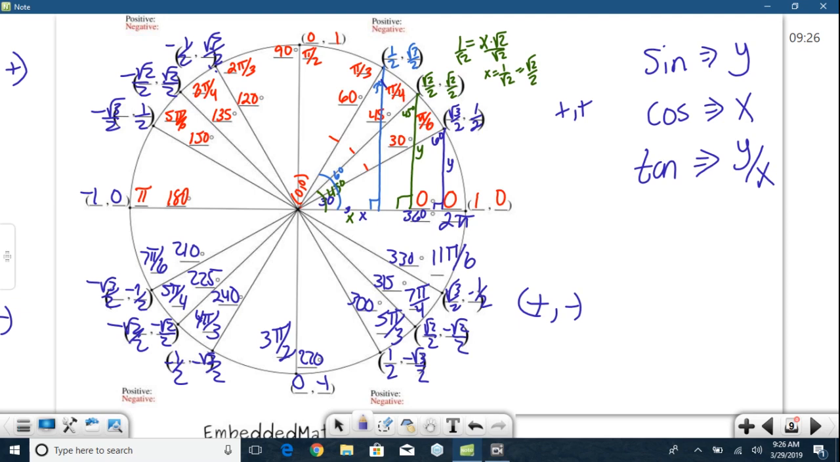All right. What is the cosine of 315? Radical 2 over 2. It's just radical 2 over 2. Okay. What is the cosine of 4 pi over 3? -1/2. -1/2. Okay. So any questions about that?